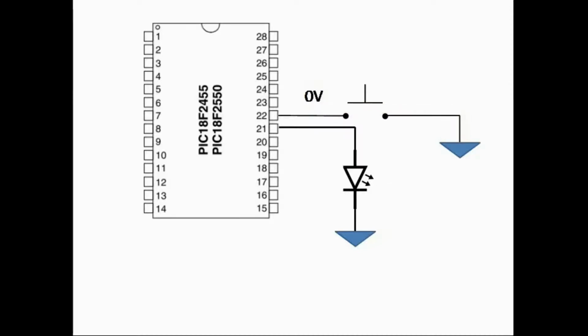But what is the voltage on RB1 when the button is not pressed? Simply, the answer is, we don't know. And in this case, we've just made RB1 a floating pin, which is a fancy description of a pin with unknown voltage.